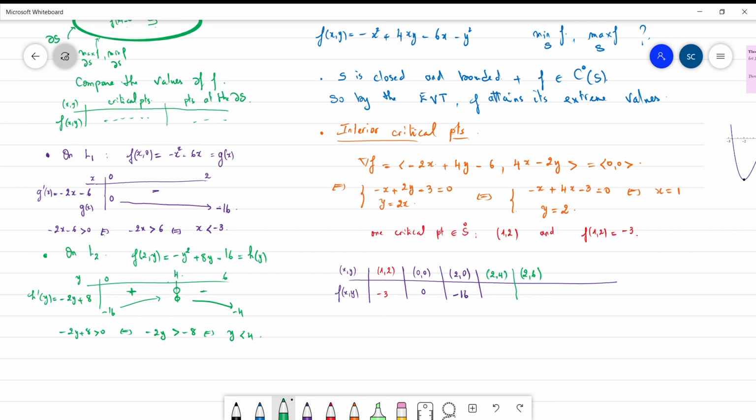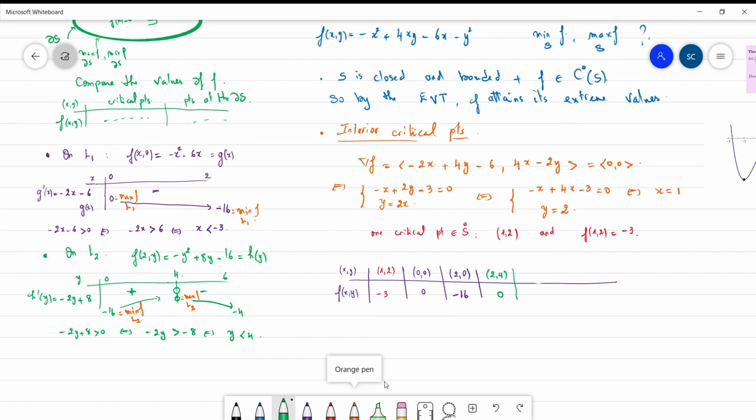Yes, we can avoid including this one because we want just the maximum and minimum values. This one is the min on L2, and this is the max on L2. Here the min on L1, and this is the max on L1, of our function f, of course. And we said the value taken is 0 here. Okay, great.